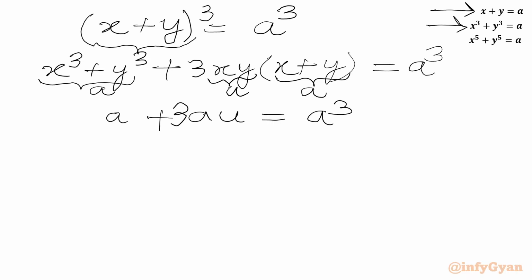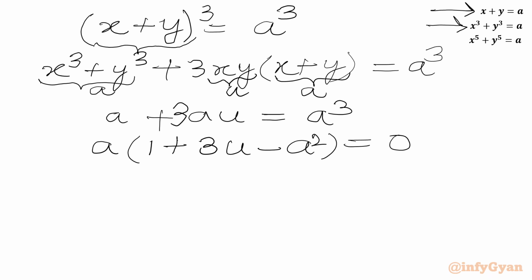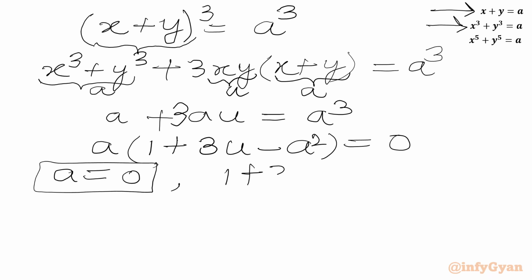Now we will take all the terms to one side and take a common out. So in the bracket we can write 1 plus 3u minus a square equal to 0. So from here also we will get two equations, either a equal to 0 or 1 plus 3u minus a square equal to 0.